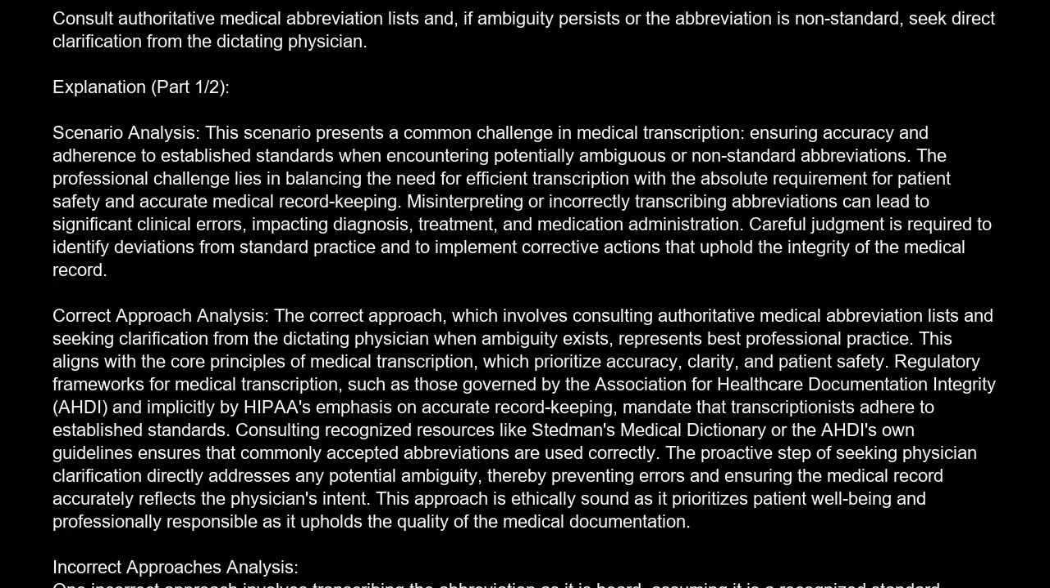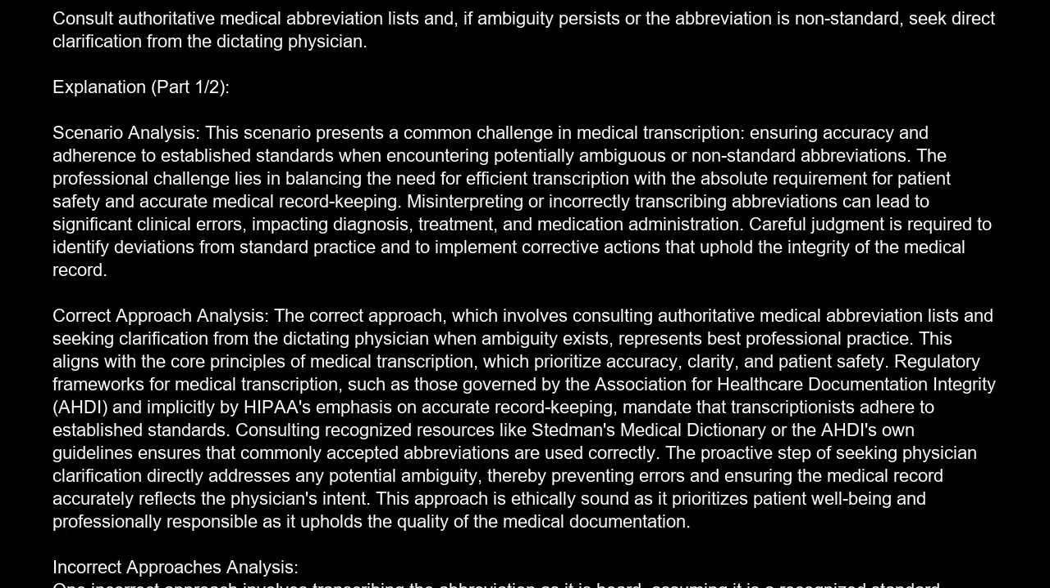ensuring accuracy and adherence to established standards when encountering potentially ambiguous or non-standard abbreviations. The professional challenge lies in balancing the need for efficient transcription with the absolute requirement for patient safety and accurate medical record keeping. Misinterpreting or incorrectly transcribing abbreviations can lead to significant clinical errors, impacting diagnosis, treatment, and medication administration. Careful judgment is required to identify deviations from standard practice and to implement corrective actions that uphold the integrity of the medical record. Correct approach analysis.